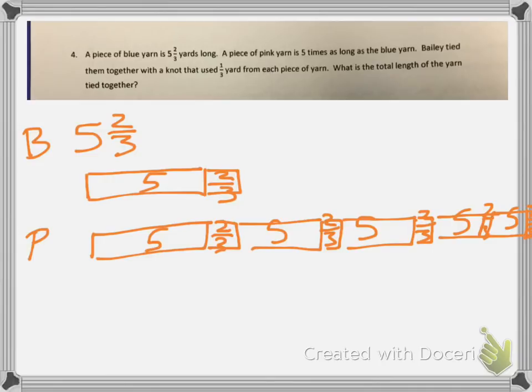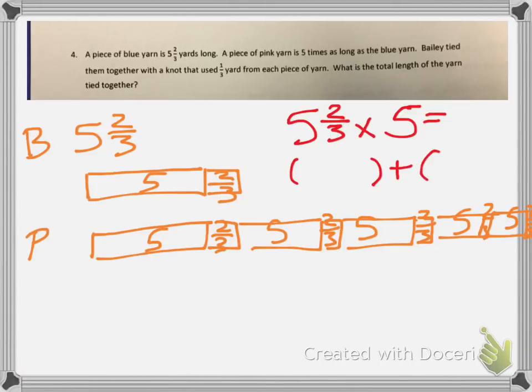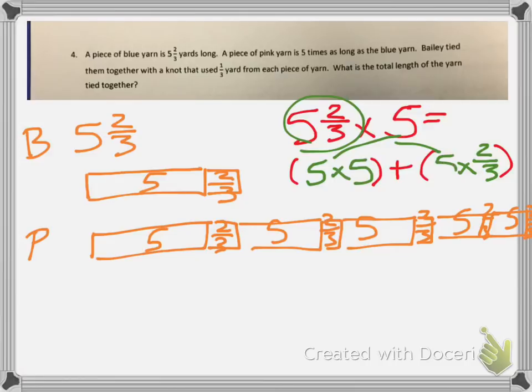Let's write this as the distributive property, or that's as a multiplication. We have 5 2/3 times 5. Now when we write this as the distributive property, we're going to make 2 parentheses, because we need to split up this mixed number. Then we need our 5 to get multiplied by each of those, our whole: 5 times 5, 5 times 2/3.